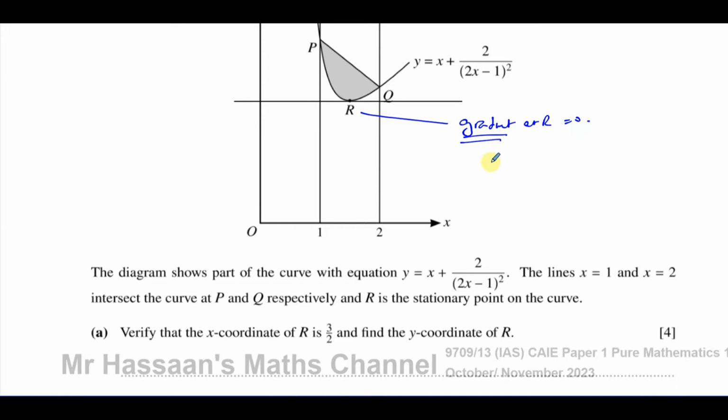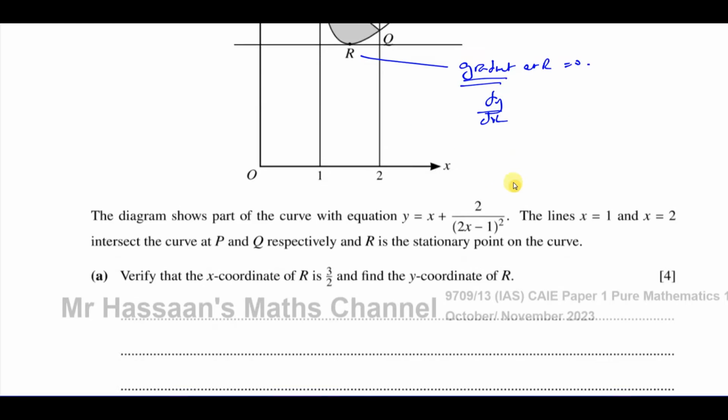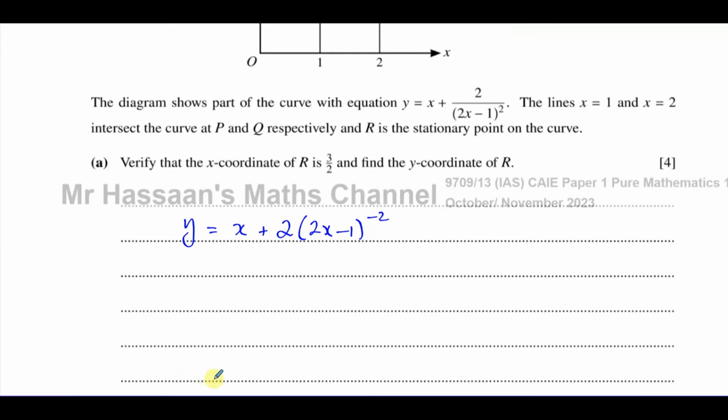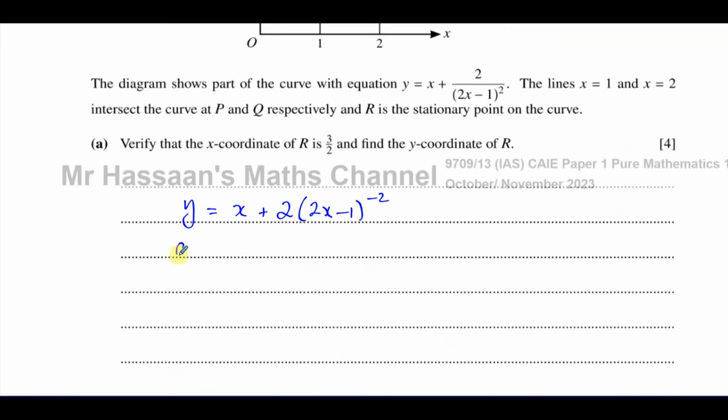And the gradient function is known as dy dx. So what we've got to do is find dy dx here. They've given us y equals x plus 2 over (2x minus 1) squared as our equation. Now I'm going to rewrite that in such a way that it's easy for us to differentiate, because to find dy dx we need to differentiate. So I'll write this as x plus 2 times (2x minus 1) to the power of negative 2. And now I'm going to differentiate this. I'm going to find dy dx.